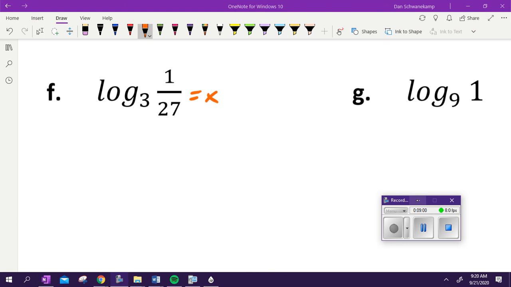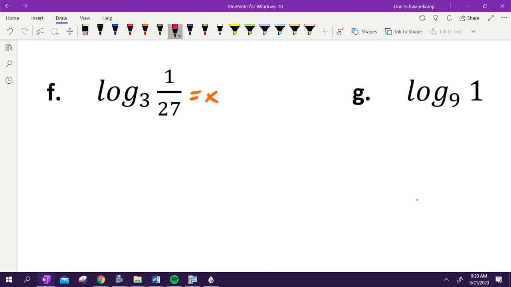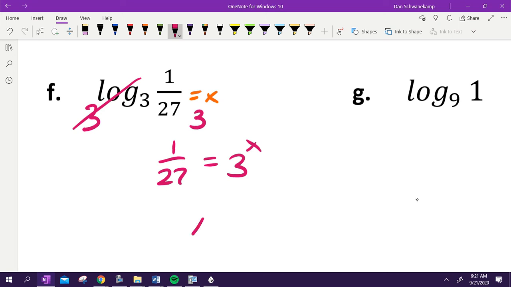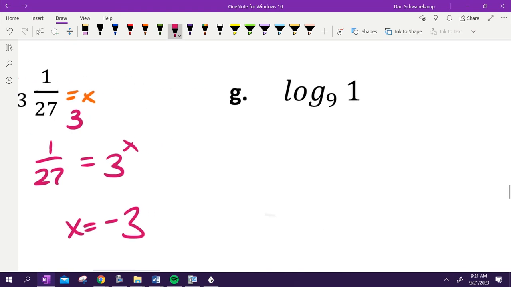On letter F, log base 3, we get rid of log base 3. 3 to a power, 3 to a power. Boom. 1 over 27 is 3 to the x. So I know I've got a fraction. What has to be true about my exponent in an exponential to get me a fraction? It's got to be negative. And then 3 to what power gets me 27? It's 3.